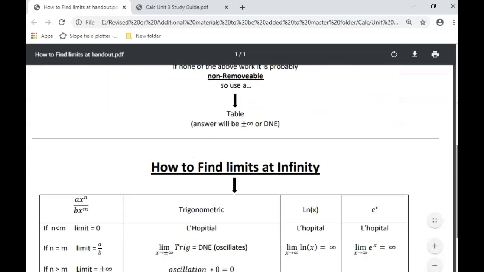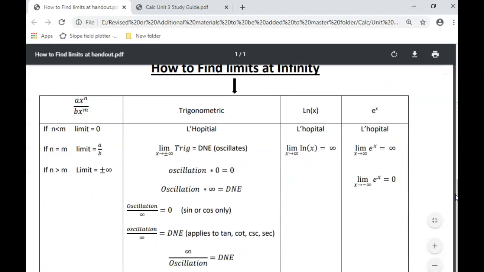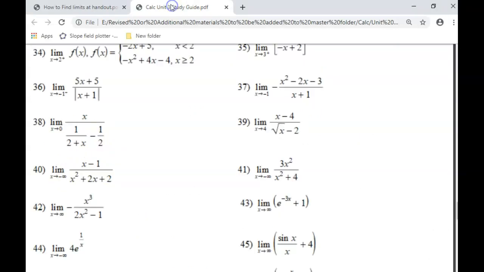So I won't be switching back and forth with this too much, but pretty much every time you're going to be using L'Hopital. The only exception is if you have a polynomial over polynomial, and if the top is less than the bottom power, then it's 0. If they're equal, it's a over b. If it's greater, you're going to end up with either infinity or negative infinity. So let's go ahead and do this.